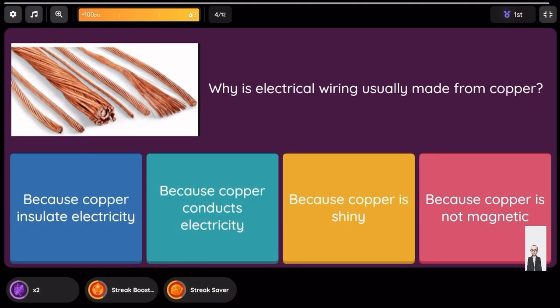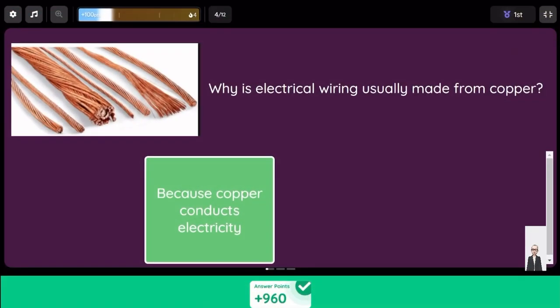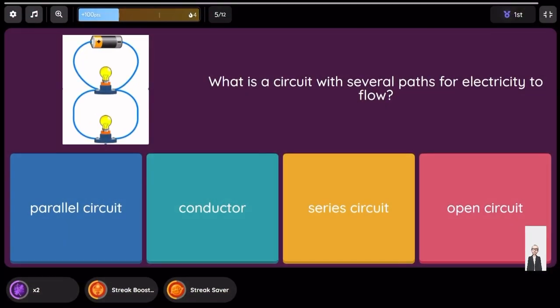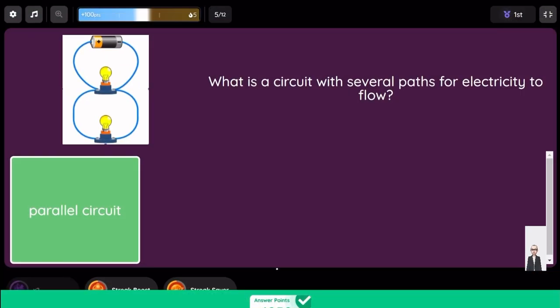Why is electrical wiring usually made from copper? Because copper insulates electricity, because copper conducts, because it's shiny, or because it's not magnetic. The correct answer, of course, is because it conducts electricity. What is a circuit with several paths for electricity to flow? Parallel, conductor, series, or open? Parallel is the answer that you are hopefully shouting at your screens now.